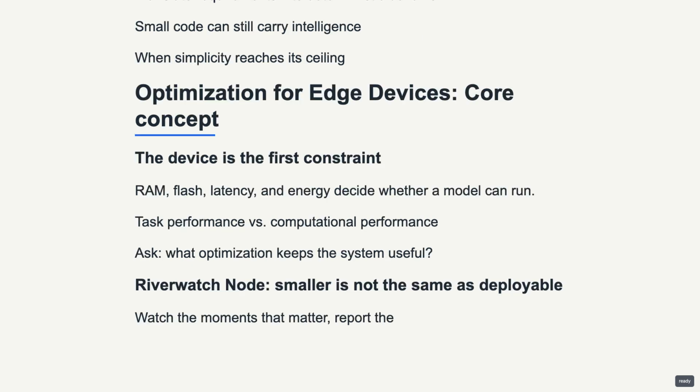The goal is not to process every sample at full fidelity. The node only needs to catch important events, report them fast, and survive long enough to keep monitoring.